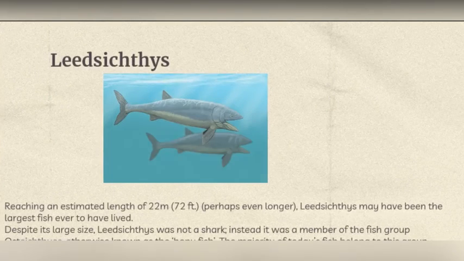Leedsichthys. Reaching an estimated length of 22 meters, 72 feet, perhaps even longer, Leedsichthys may have been the largest fish ever to have lived. Despite its large size, Leedsichthys was not a shark. Instead, it was a member of the fish group Osteichthyes, otherwise known as the bony fish. The majority of today's fish belong to this group.